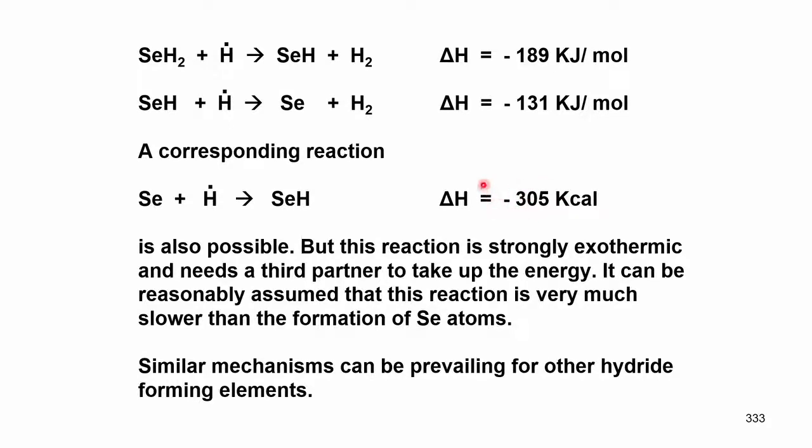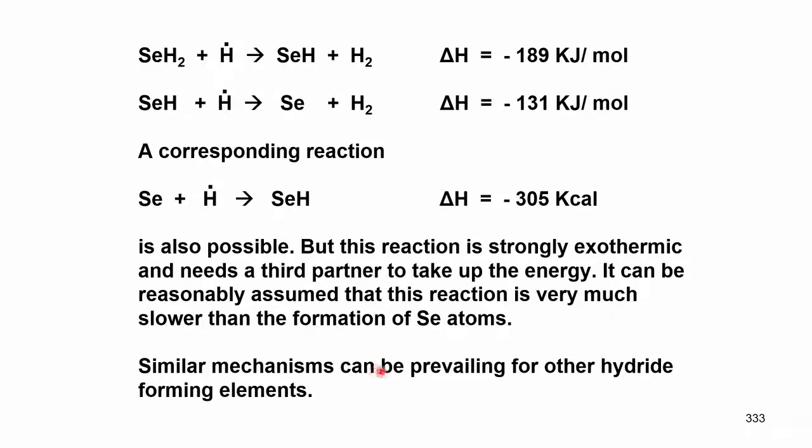thermodynamically more favorable, because of the absence of a third element, this reaction will not go through. That means only these two reactions will proceed, giving you the selenium metal. So, it can be reasonably assumed that this reaction is very much slower. Which reaction? That is the last reaction, selenium and hydride, which is much slower than the formation of selenium atoms.